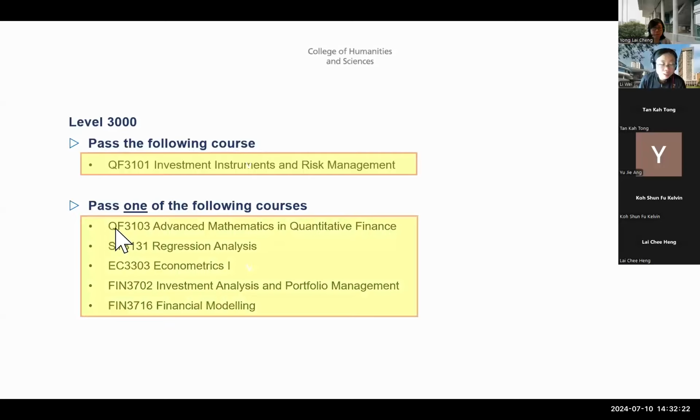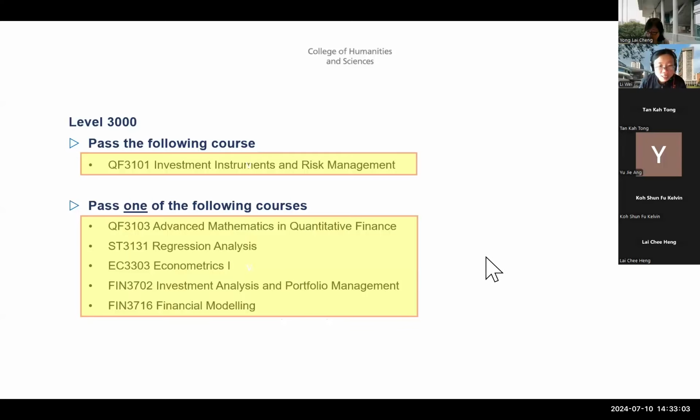The QF course is offered by the Math Department, ST3131 is offered by Statistics, EC3303 is offered by Economics, and the FIN modules are offered by the business school. So all of them involve some mathematical tools to deal with data. For example, regression analysis, you have the regression models, and in portfolio management, there are some tools to apply the data into the portfolio management, or how to optimize your portfolio. So this is the QF minor.